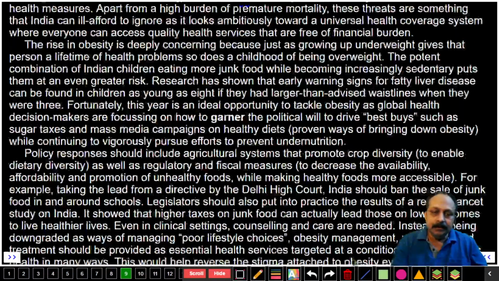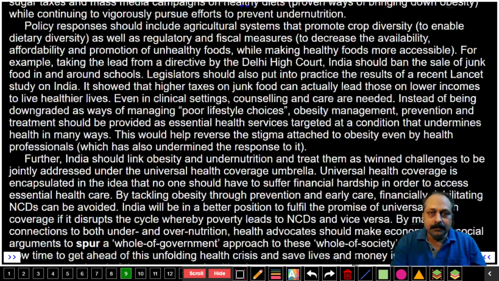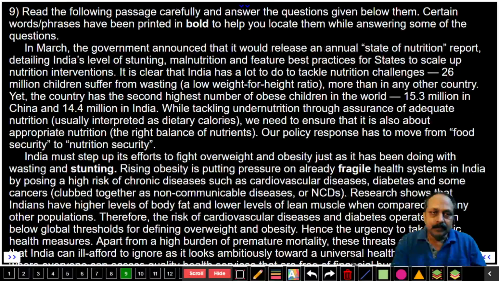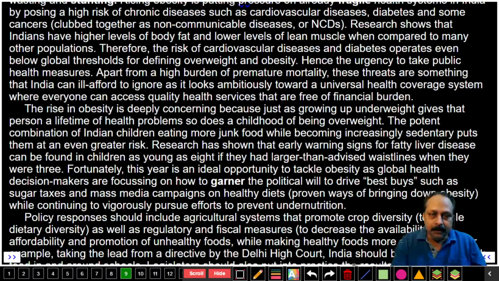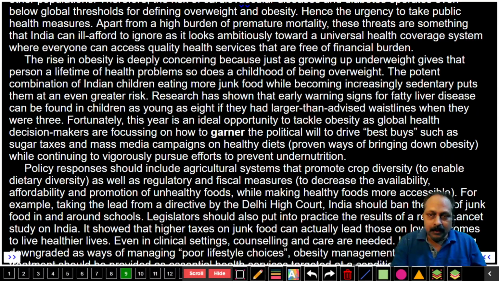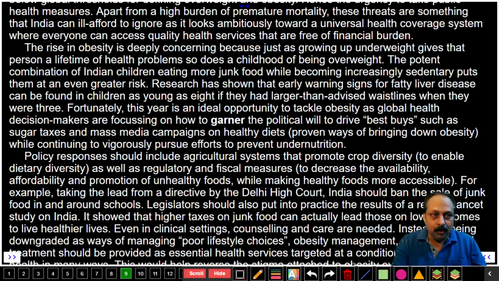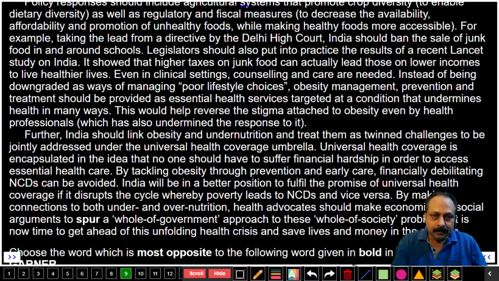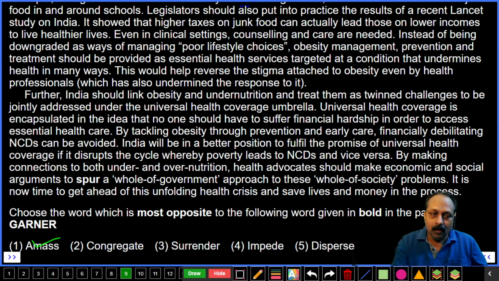Question number 9. Garner. Where is the word garner? Stunting over. It's a bit difficult to locate because they are not all in the same color. I find it so difficult to locate. But generally speaking, garner means to gather, to support. Here, opposite. Amass, same meaning. Gather or same meaning, but they want opposite.